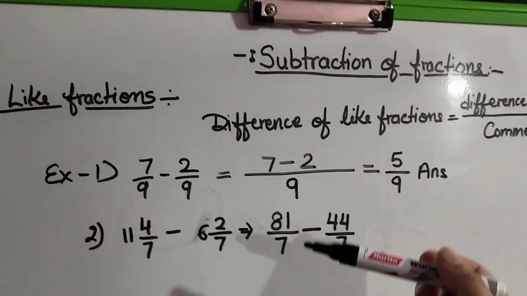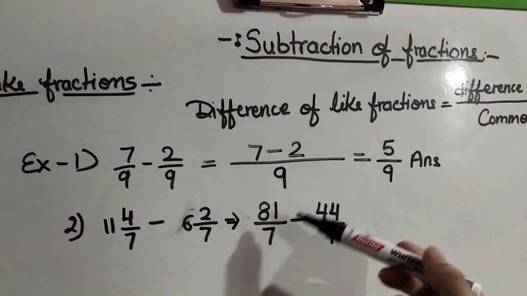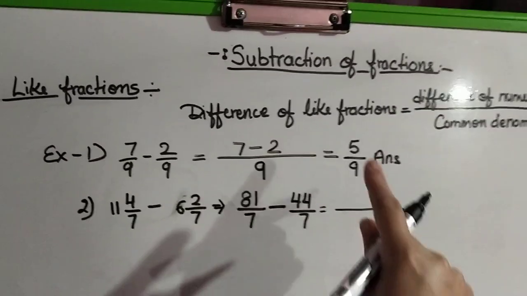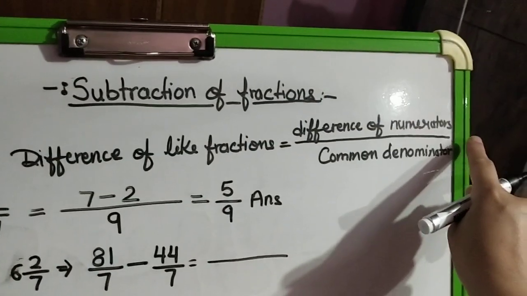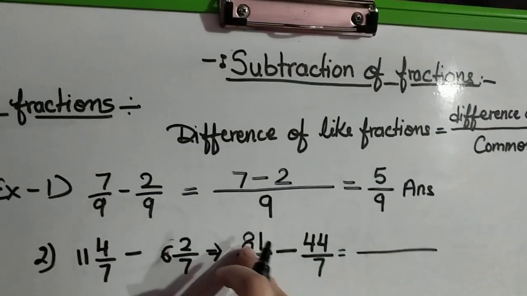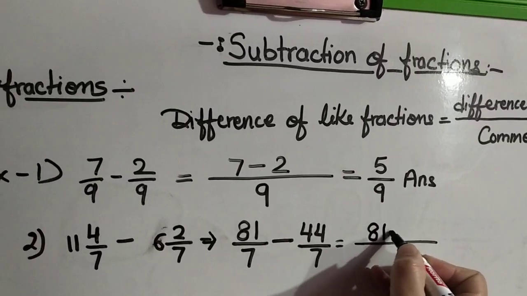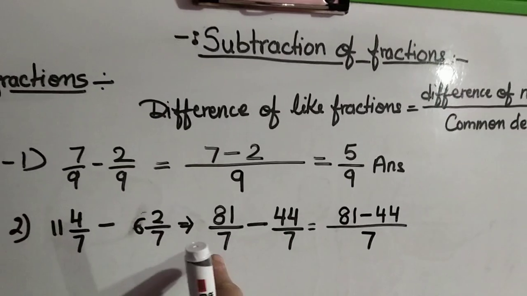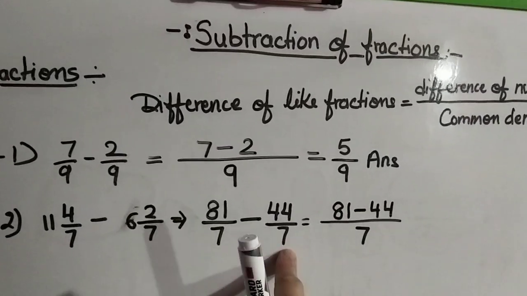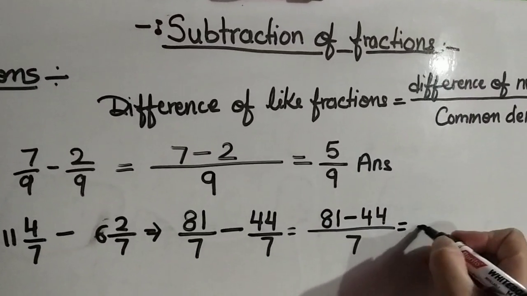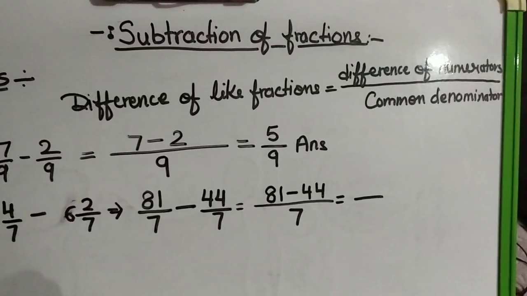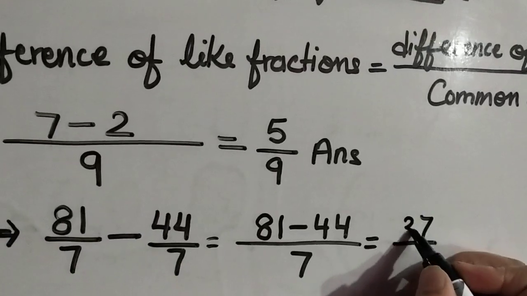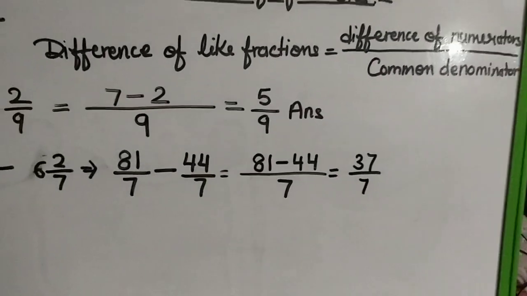Now these two like fractions are here: 81 upon 7 minus 44 upon 7. The same step will follow: difference of numerators. The first numerator 81 minus the second one 44, upon common denominator. Our common denominator is 7. So find out the answer: 37 upon 7.